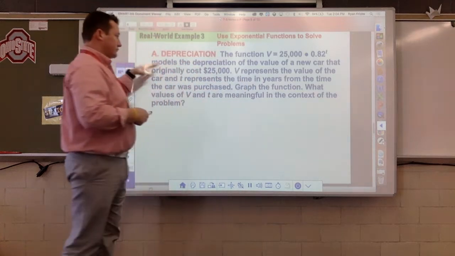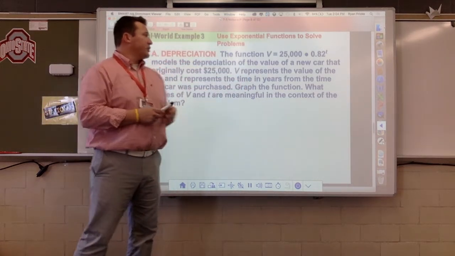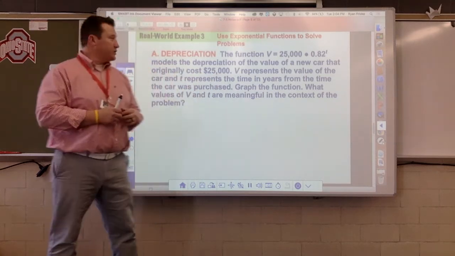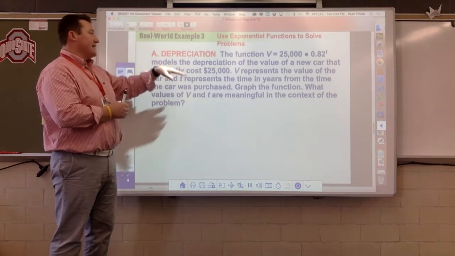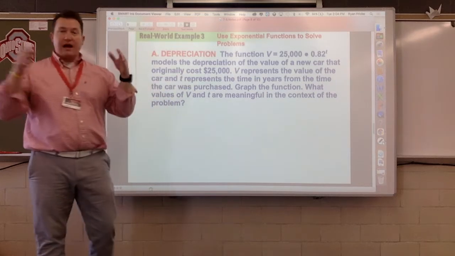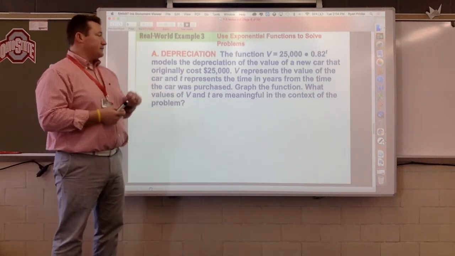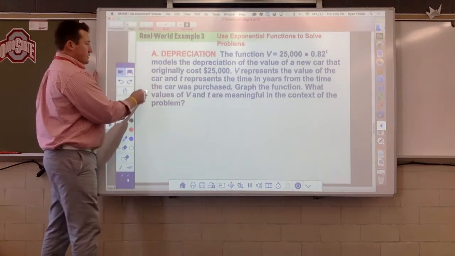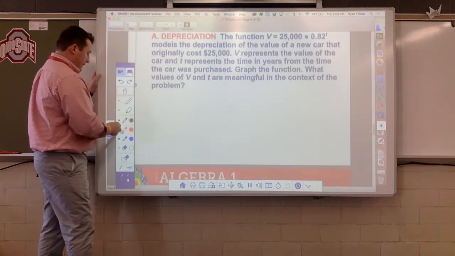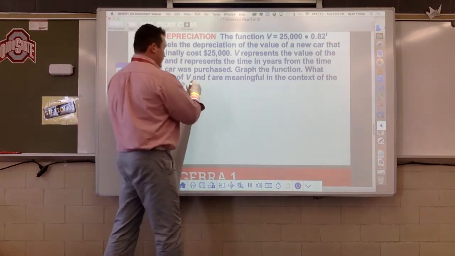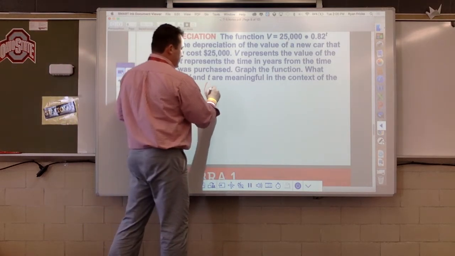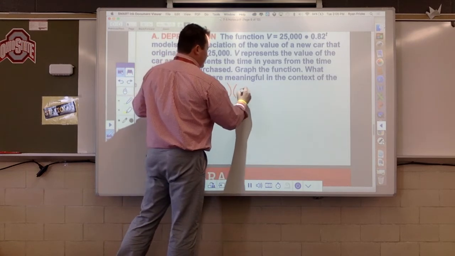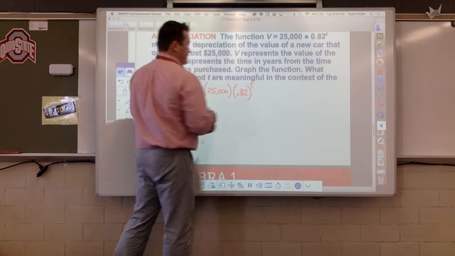Here's our function. It models the depreciation of the value of a new car that originally cost $25,000. V is the value of the car, T is time in years from when you first buy it. Graph the function. Here's what this function looks like, guys. V equals 25,000 times 0.82 to the power of t.